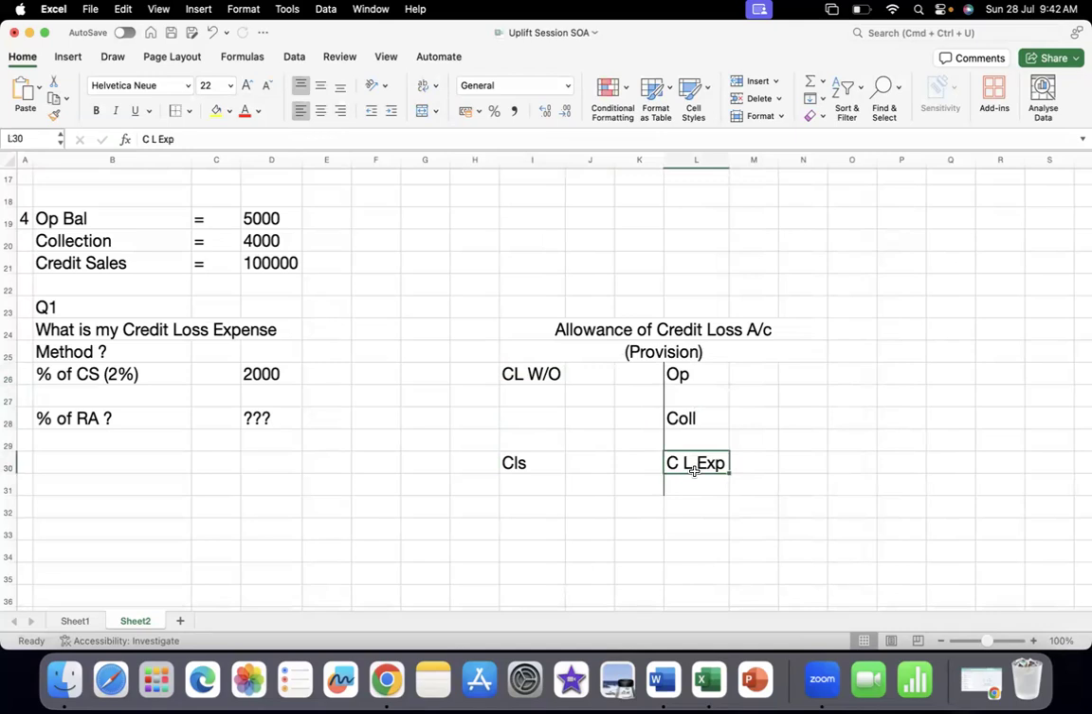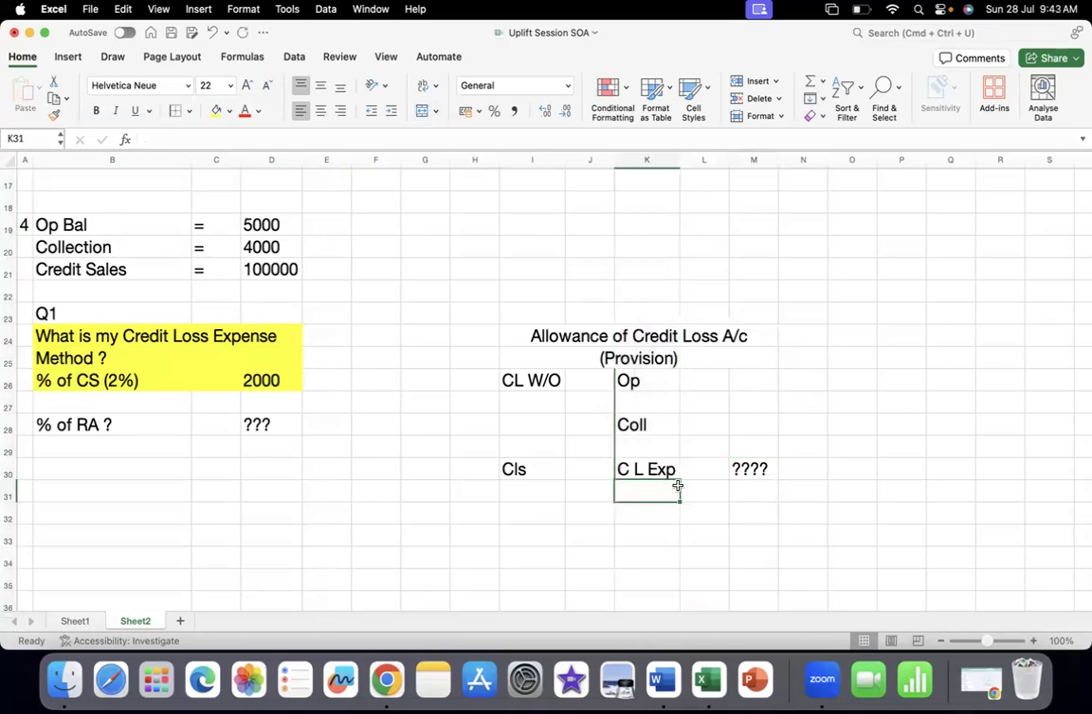Now you read the question and find out what the requirement of the question is. For example, if in the first scenario we are being asked to calculate the credit loss expenses, that means this figure is required for us. Now the second question should be which method the company is using to calculate this, or which method the company is applying for this provision account. Because the company was using the percentage of credit sales method and you have credit sales available with you, you can directly multiply the things and get the answer. That's it. You don't have to do anything else.